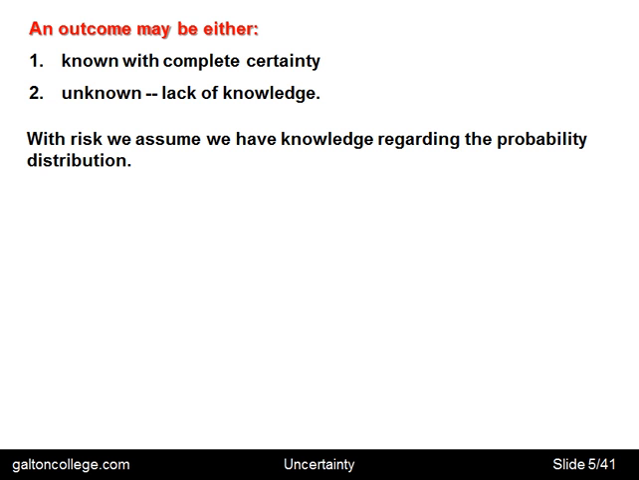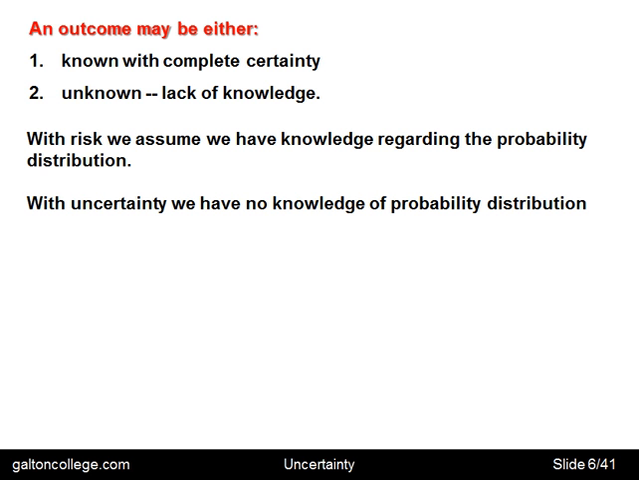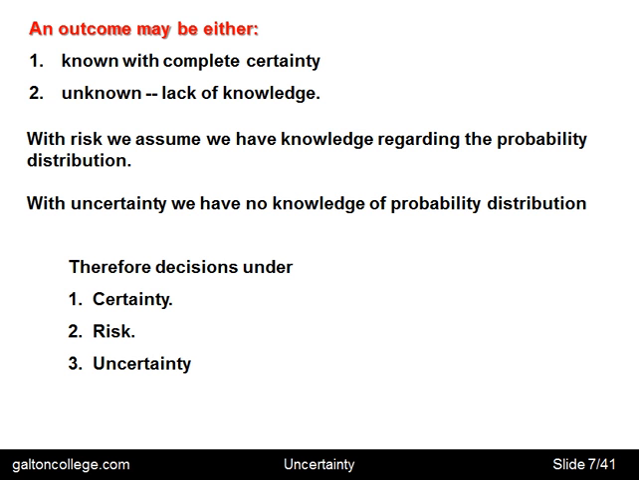With risk, we have some indication as to what's likely to happen. So we have a probability distribution. With uncertainty, we have no such distribution. So with uncertainty, we have no knowledge of the probability distribution. It's almost guesswork. So therefore, we can undertake decisions in three ways.